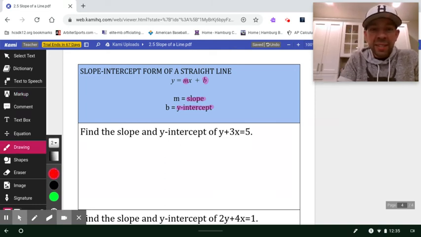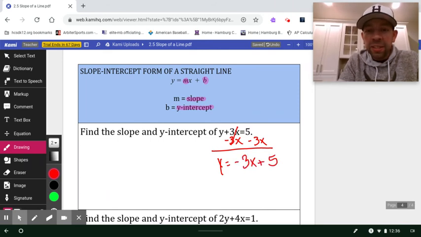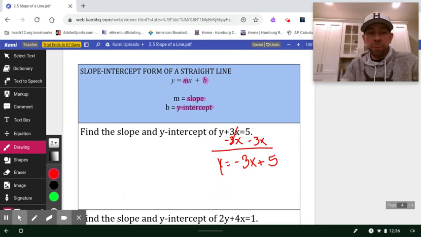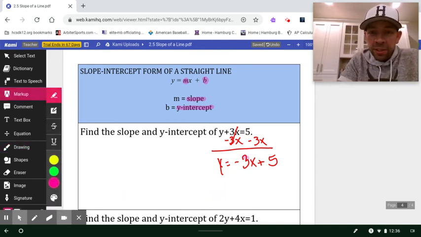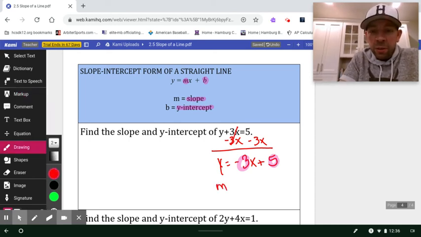So as I get into this next example, we're trying to find the slope and the y-intercept without actually graphing it. I'm going to try to solve for y. And in order to do so, I'm going to subtract 3x from both sides of the equation. Those cancel, so I'm left with y equals -3x plus 5. This is now in what's called slope-intercept form. This coefficient right here is your slope. This constant right here is your y-intercept. So let's say my slope equals -3, my y-intercept equals 5, and that's all there is to it. So that one wasn't too bad.